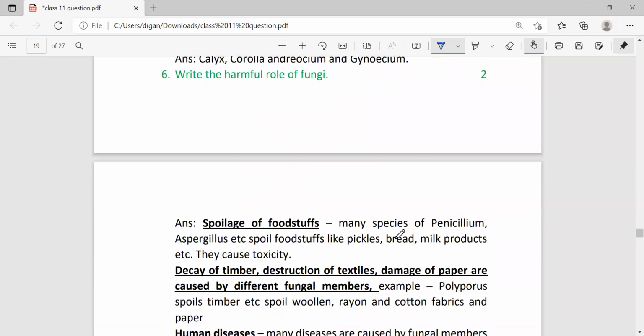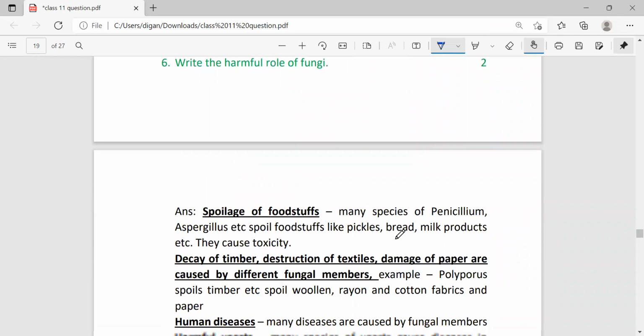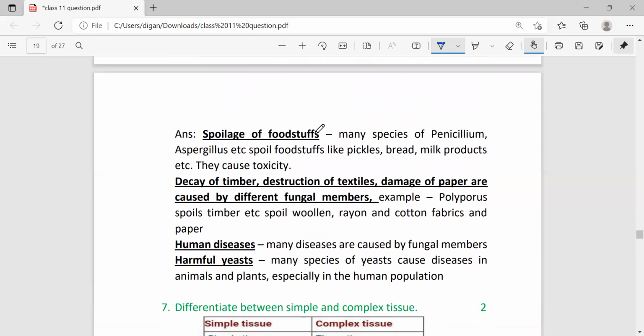Next, write the harmful role of fungi. So these are the harmful roles of fungi: spoilage of foodstuff, decay of timber, destruction of textile, damage of paper, then human disease, etc.